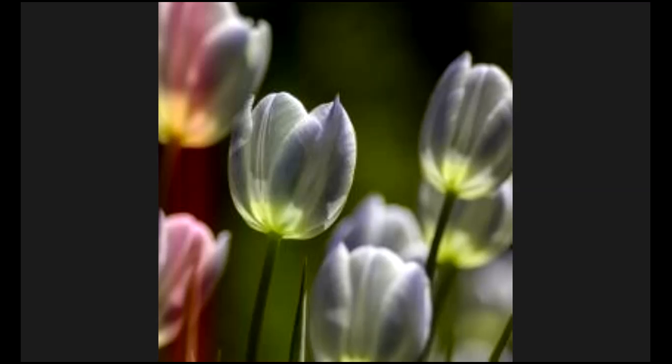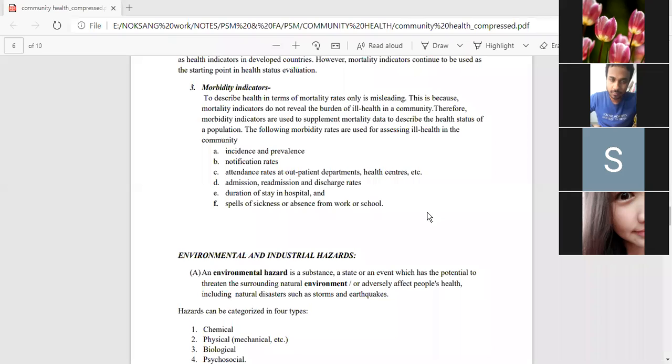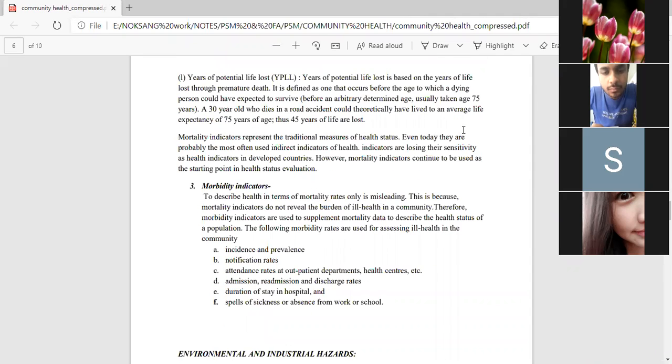Got it? Yes, ma'am. Can you see the screen? Yes, ma'am. Okay. So morbidity indicators. The morbidity indicators mean the rate of disease. So you have to write down this thing.